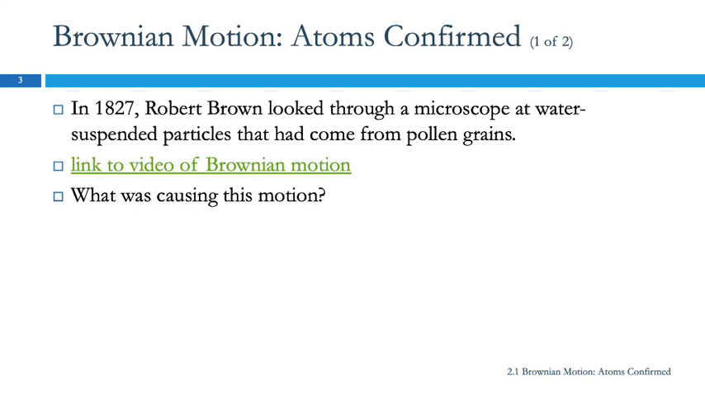In 1827, a guy named Robert Brown was looking through a microscope at some particles that came from pollen grains. And they were suspended in the water, and he observed something that seemed kind of strange.